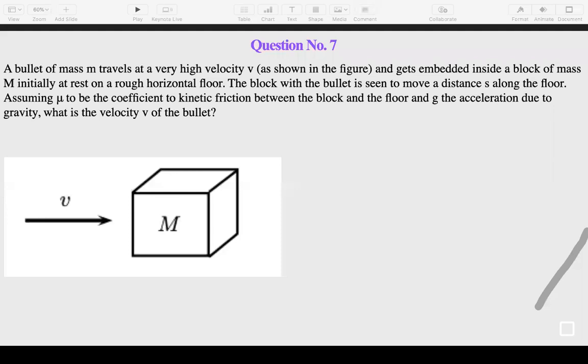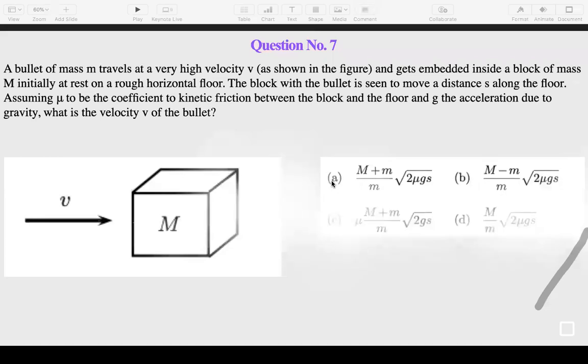The block with the bullet is seen to move a distance s along the floor. Assuming mu to be the coefficient of kinetic friction between the block and floor, and g the acceleration due to gravity, what is the velocity v of the bullet? So these are the 4 answers of this question.